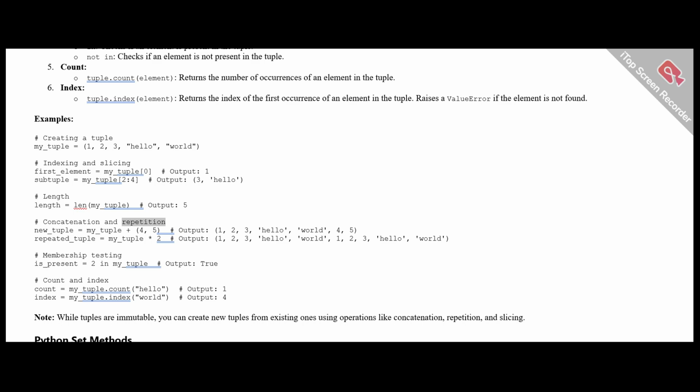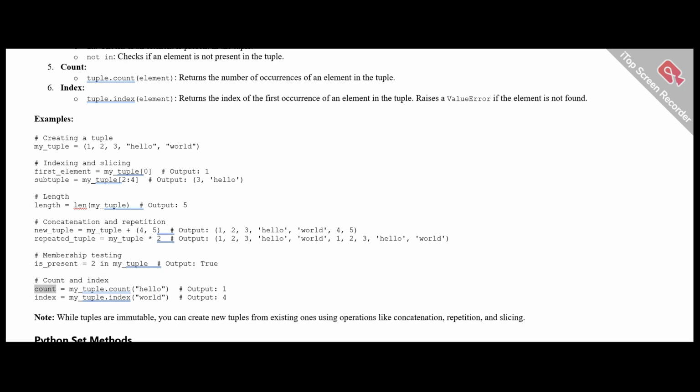# Concatenation and repetition. new_tuple = my_tuple + (4, 5) # Output: (1, 2, 3, 'hello', 'world', 4, 5). repeated_tuple = my_tuple * 2 # Output: (1, 2, 3, 'hello', 'world', 1, 2, 3, 'hello', 'world'). # Membership testing. is_present = 2 in my_tuple # Output: True.